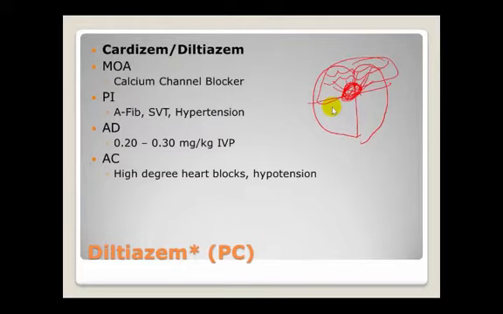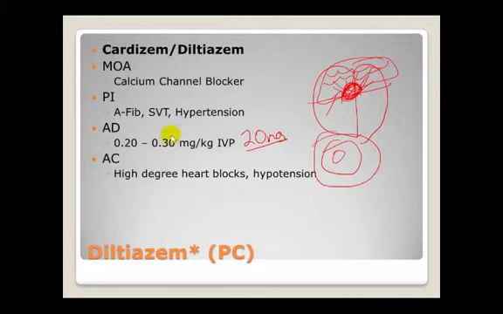Primary indications on this are going to be SVTs with AFib, supraventricular tachycardias with AFib, A-flutter, and or hypertension. We can also use Diltiazem and Cardizem for that. Not only does it work on the calcium channels of the AV node, it also works on the calcium channels of the tunica media of the vessels, and it helps us dilate those out. Adult dose is going to be 0.20 to 0.30 milligrams per kilogram. We're going to cap that, though, at a maximum of 20 milligrams in one setting.